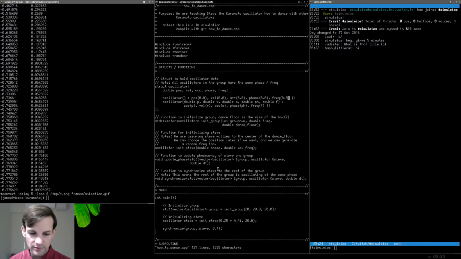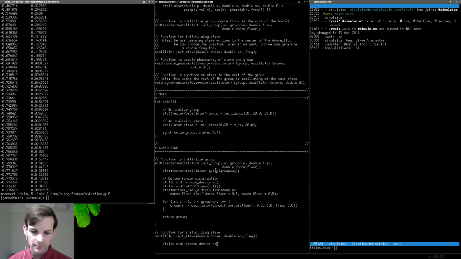And now let's go ahead and talk about what's happening here. Basically, I am creating an oscillator, a vector of oscillators, and this vector of oscillators is going to be the initial group that Steve is in, right? So it's going to be the group of dancers that are originally doing their dancing, right? So we initialize the group, we say, I think there are 20 members, and then I just set everything to 20. So I said their frequency is 20, the dance floor size is 20, so on and so forth.